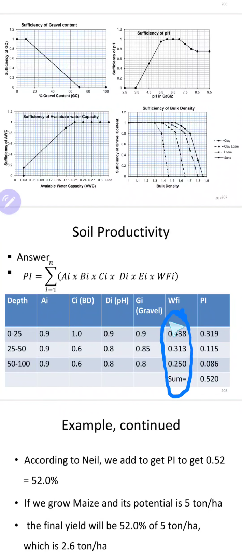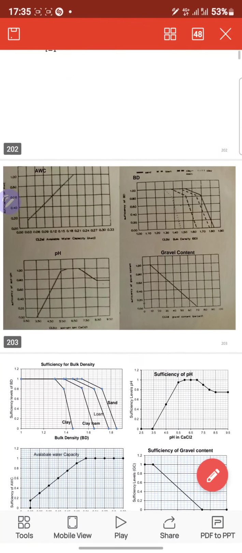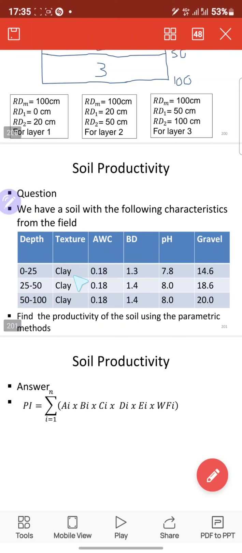After finding this one, let me show you how you can find these values here. You also need to consider the soil type. So let's say we are getting bulk density, or maybe available water capacity here. For 0 to 25 centimeters, we have about 0.18.